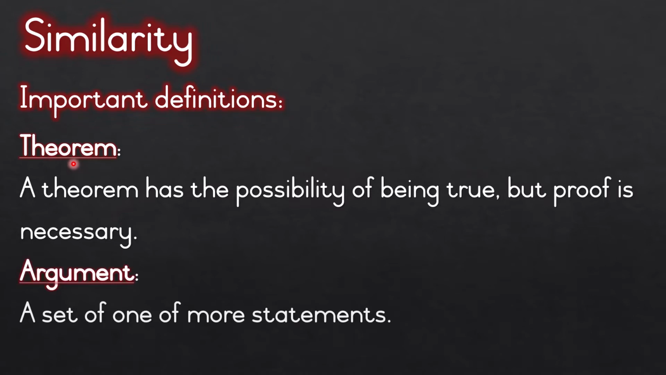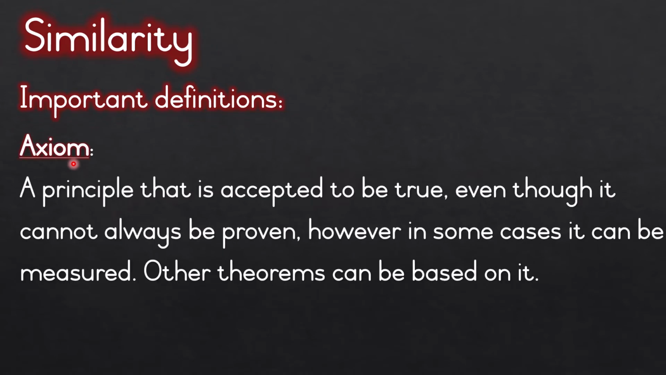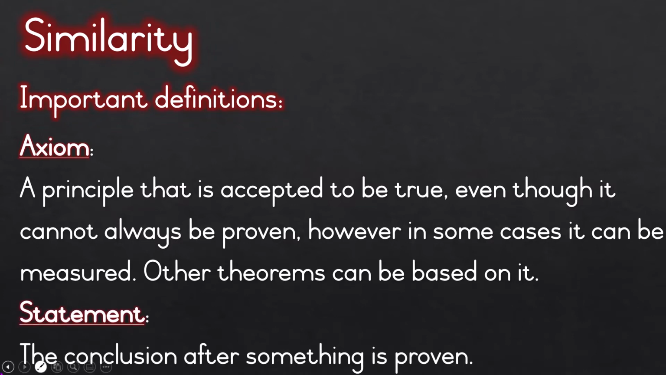Then, an argument is a set of one or more statements that you have made. An axiom is a principle that is accepted to be true, even though it cannot always be proven. However, in some cases it can be measured. Other theorems can be based on it. So an axiom is usually information that is given to you. You can't always prove it to be true. However, in some cases you can measure it, and you can base a lot of other information upon the information that you've already got. A statement is a conclusion after something is proven.